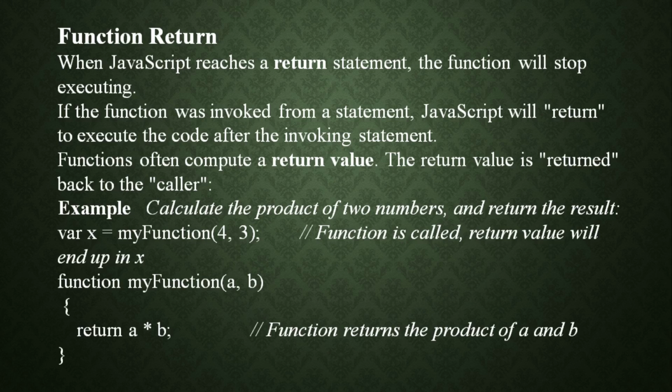Functions return a value back to the caller. We have two parts, the callee function and the caller, so it will return to the caller function. Here, see the example where x equals myFunction(4, 3), and myFunction returns a times b. This is about functions.